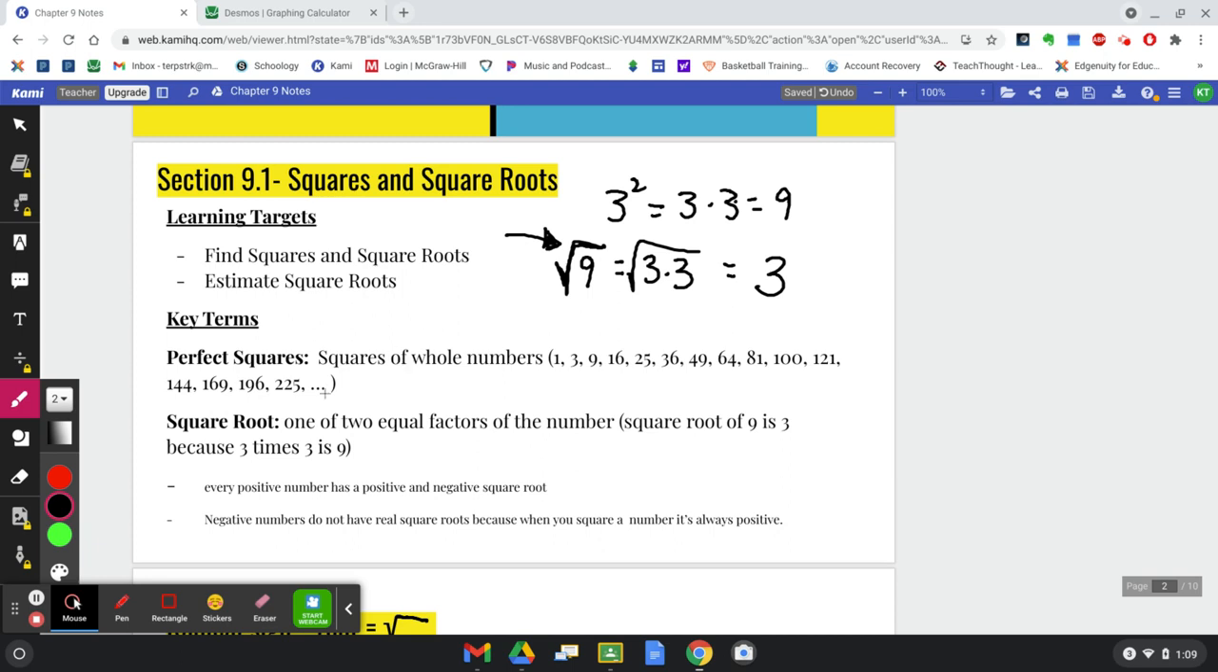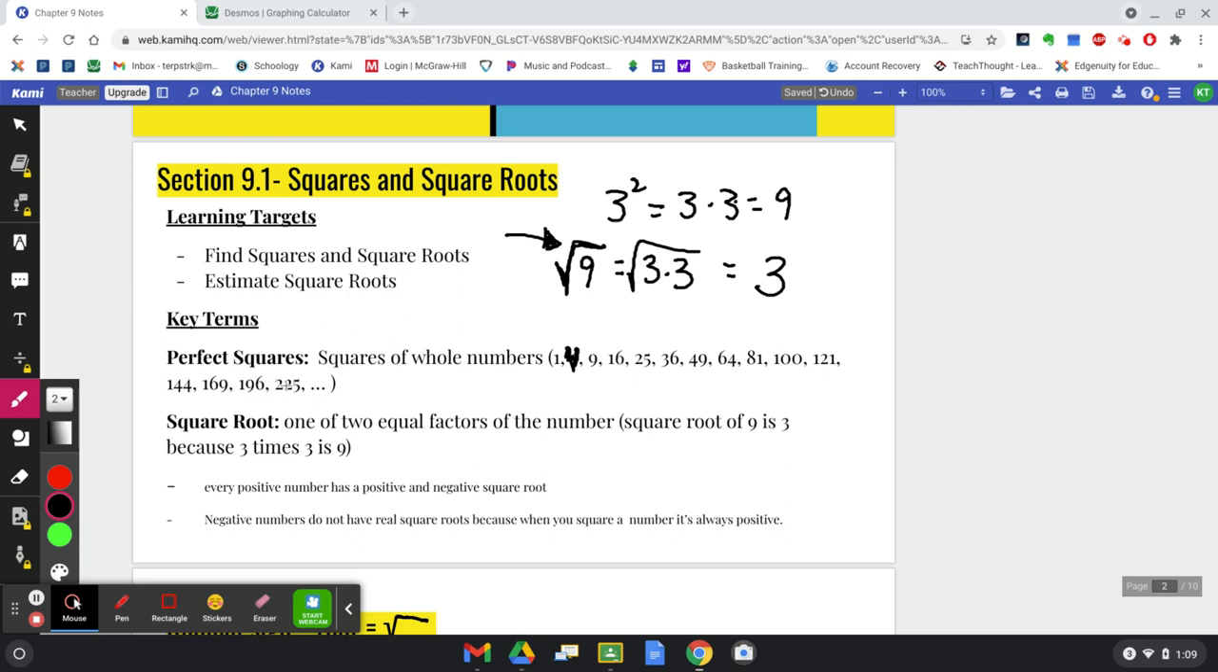Now, when you hear the term perfect squares, it's the squares of whole numbers, right? For example, 1 squared is 1. 2 squared is 4. 3 squared is 9. 4 squared is 16. 5 times 5 is 25. 6 times 6 is 36. And so you should know these perfect squares.